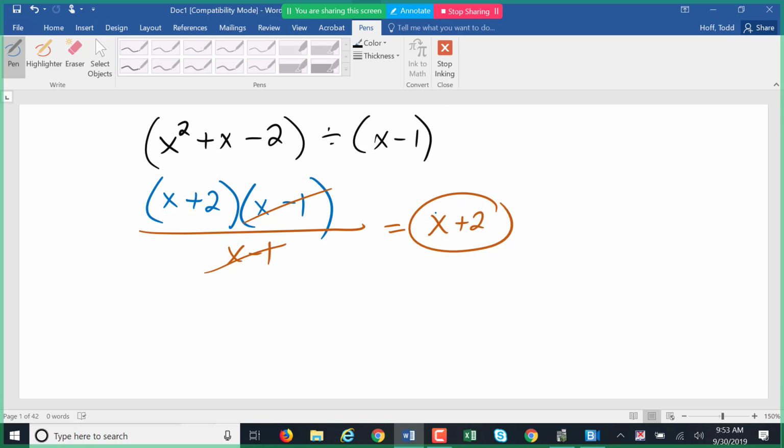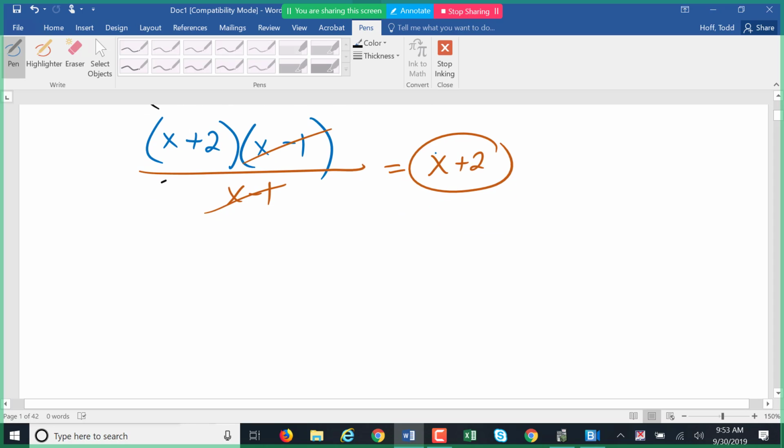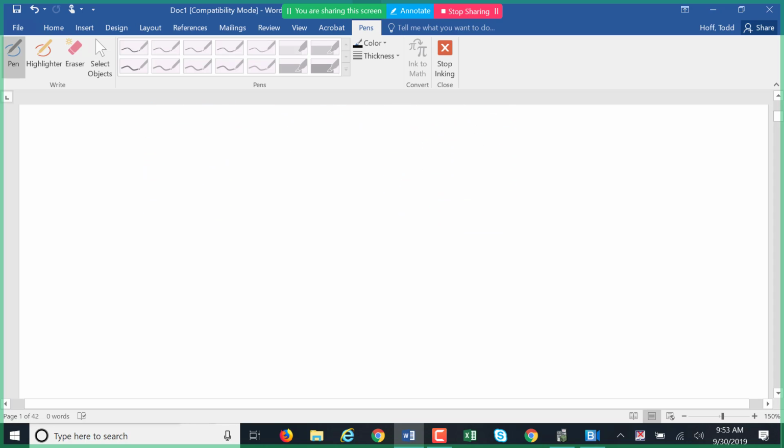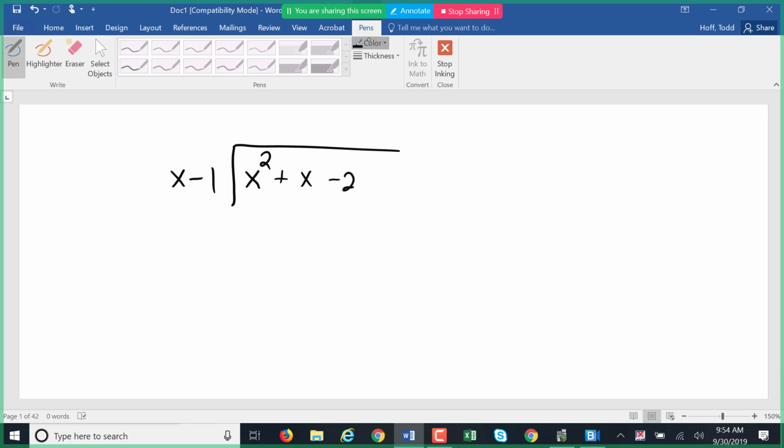But not all of our polynomials are going to be easily factorable like that. And if there's a remainder, factoring isn't going to work. And of course, we're going to look at some polynomials that are a little bit higher degree where factoring might not be easy to do anyway. So how would I have approached that? If I had my x squared plus x minus 2, then I'm going to divide by x minus 1.